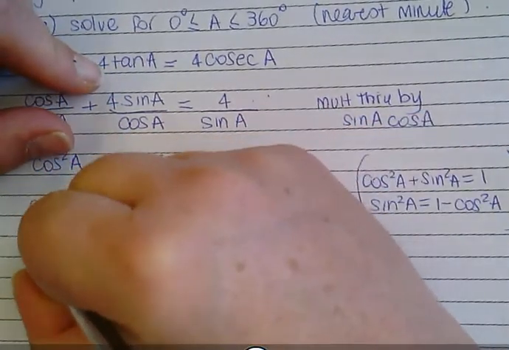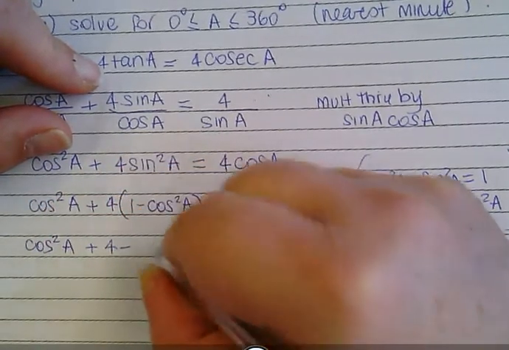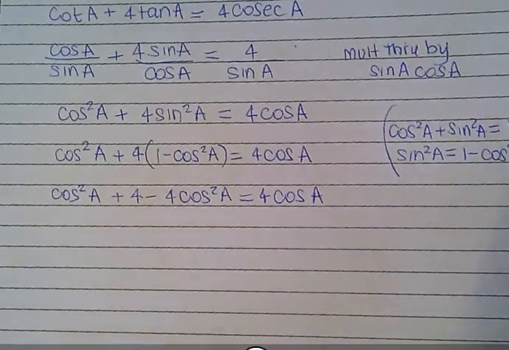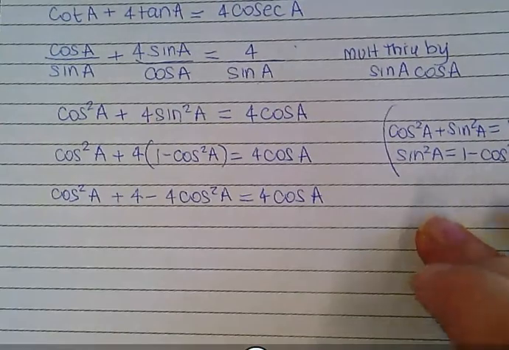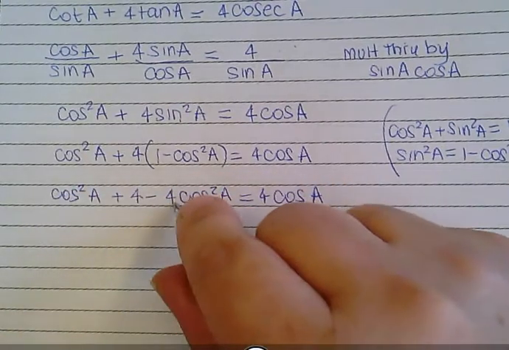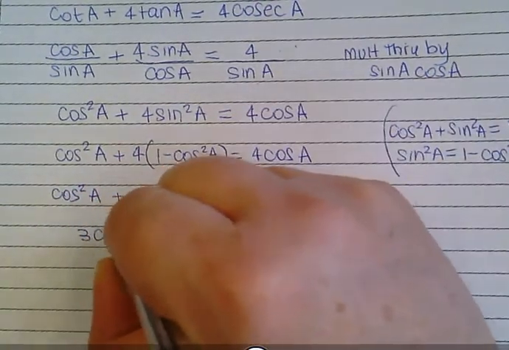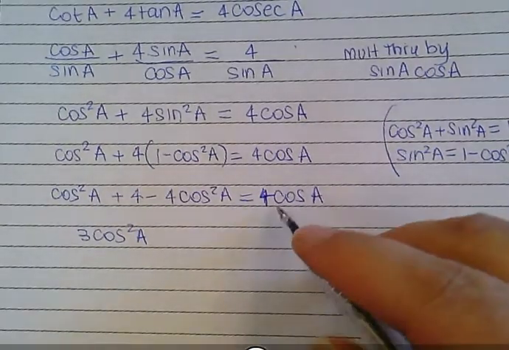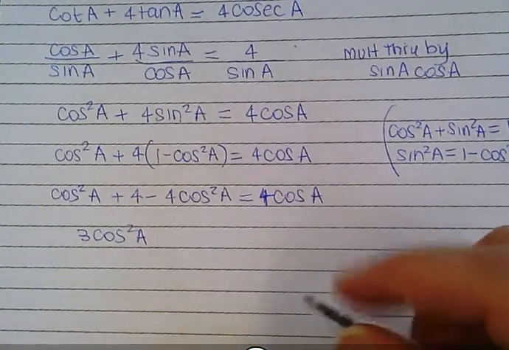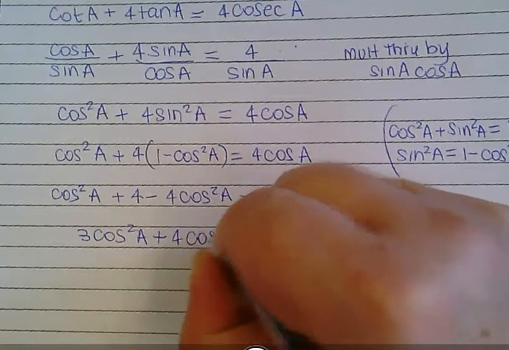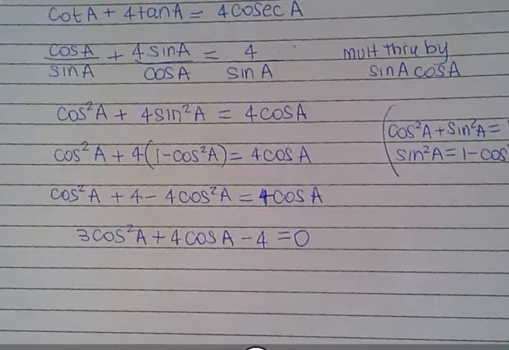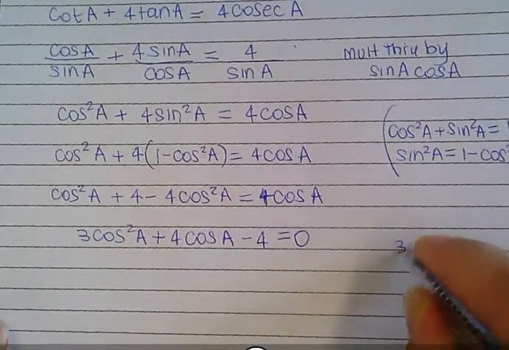Now I expand. Cos squared A plus 4 minus 4 cos squared A equals 4 cos A. This is looking good. But we'd like a positive quadratic, please. All over to the right. What have I got? This is 1 minus 4. That's negative 3 on this side. So it's 3 cos squared A on the right. What else have I got? Taking it all over to the right, plus 4 cos A. What else? Minus 4 equals 0.